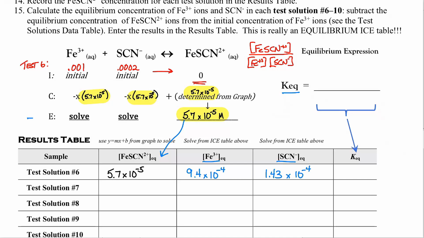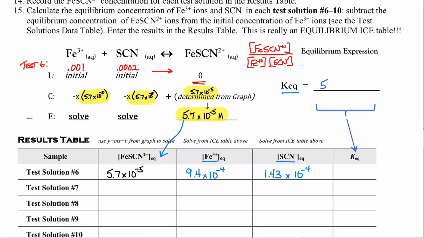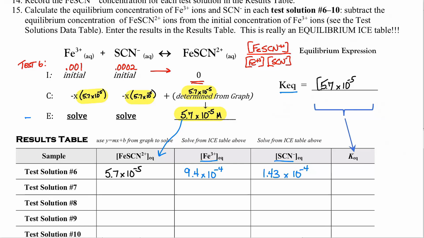All right, so we had the 5.7. Let's do that in the right color that we had it. So we're going to go 5.7 times 10 to the negative 5. And that, of course, is my product over the concentrations. You can put the brackets there. And we're going to do Fe plus 2, which was 9.4 times 10 to the negative 4, and thiocyanate ion, I was thinking cyanide, is 1.43 times 10 to the negative 4.